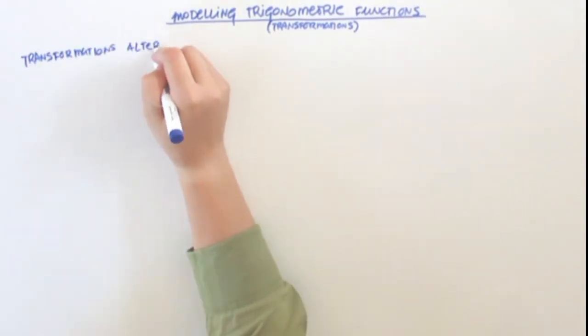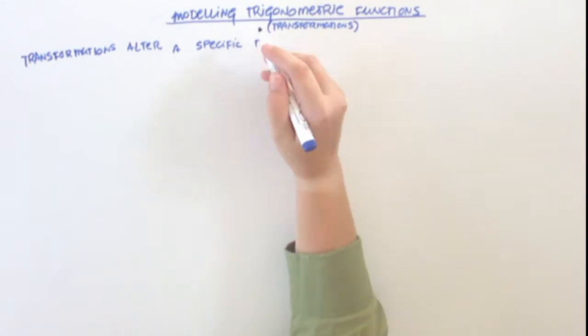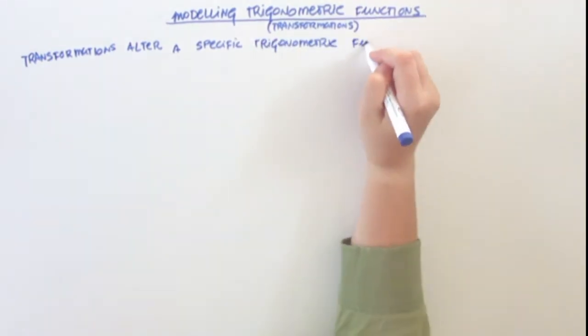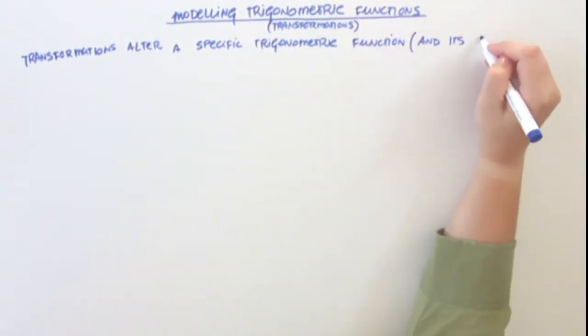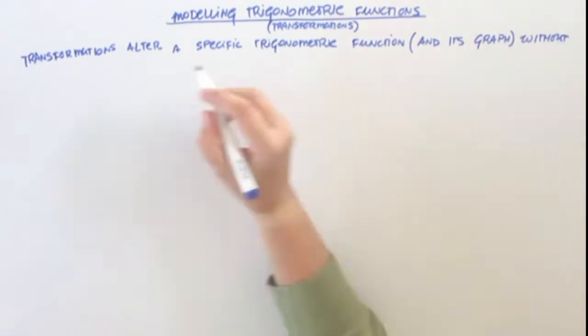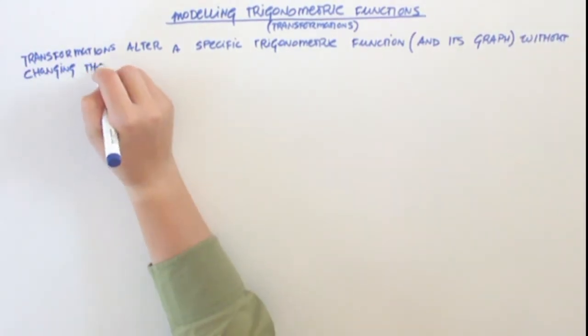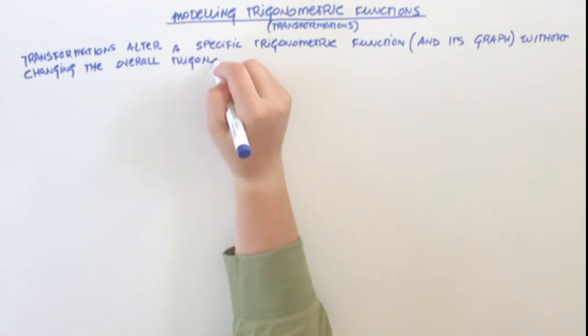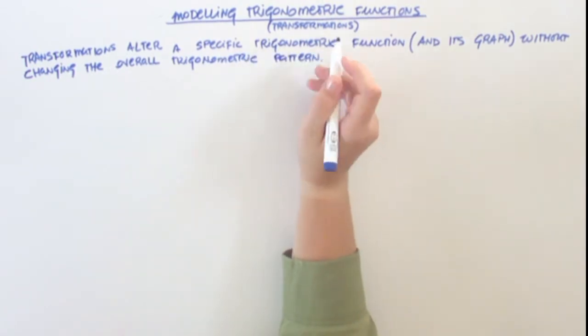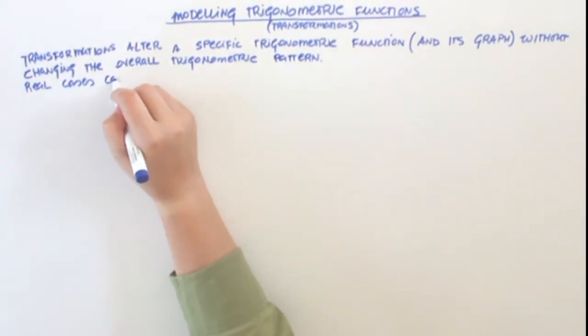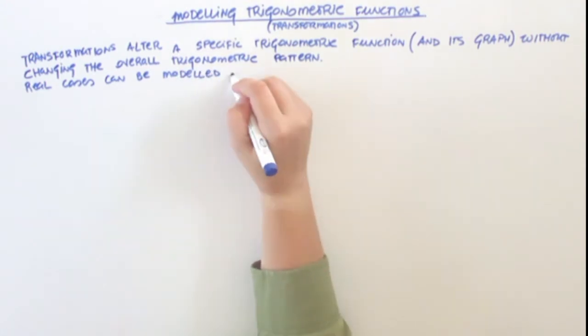Transformations alter a specific trigonometric function and its graph without changing the overall trigonometric pattern, so the shape still looks like a sinusoid. This is useful because real cases can be modeled using trigonometric functions, and then I will be able to use them to actually find something about that model.